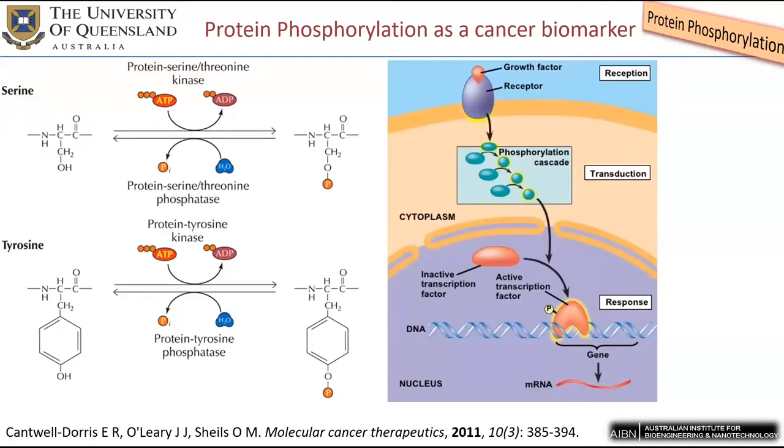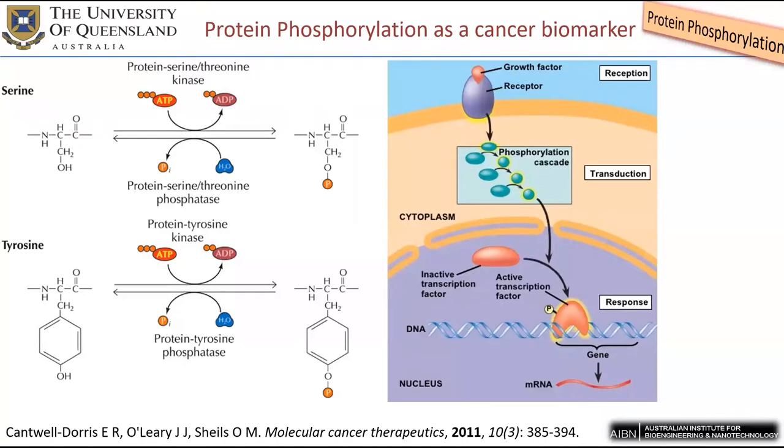this receptor protein is phosphorylated, it starts a phosphorylation chain reaction inside the cell, which phosphorylates the downstream proteins. And finally, when the terminal proteins become phosphorylated, it enters into the nucleus and phosphorylates the transcription factor, which then regulates the gene expression process. And this is a normal process in the cell to operate the molecular dogma of the cell.